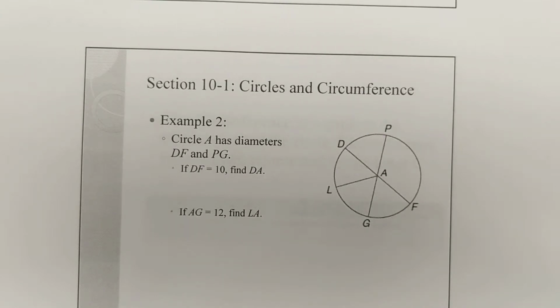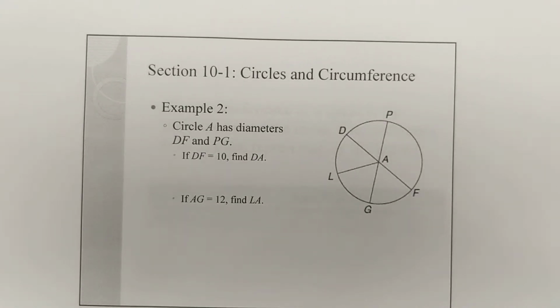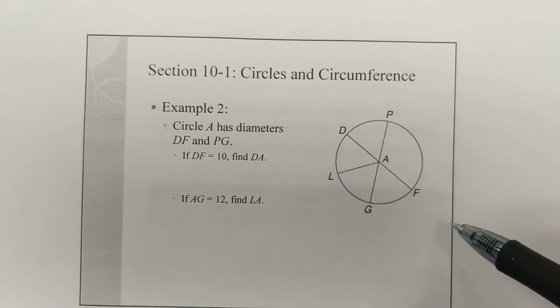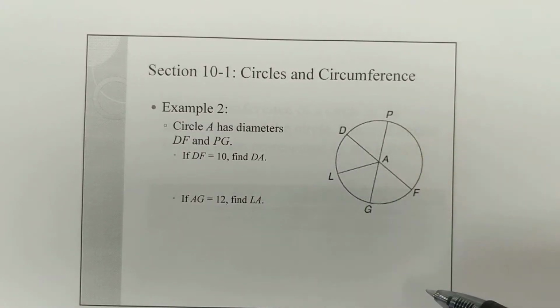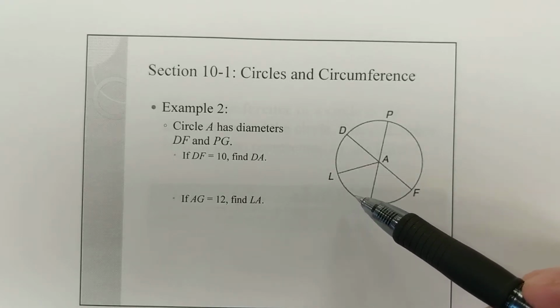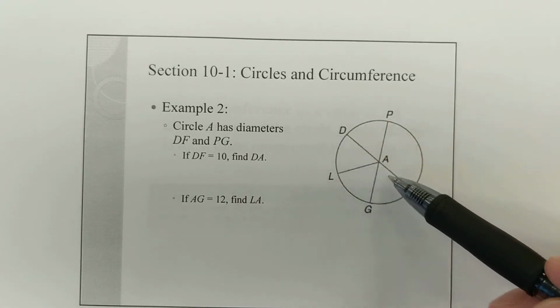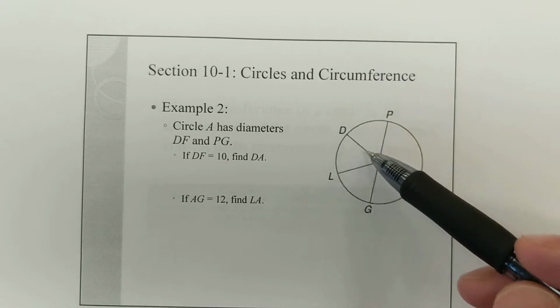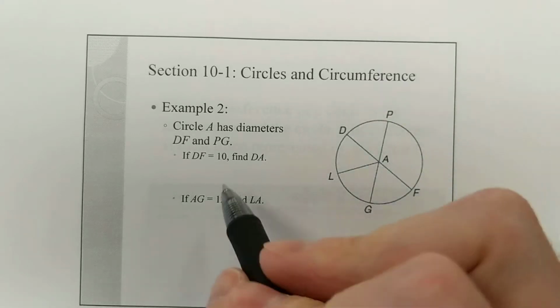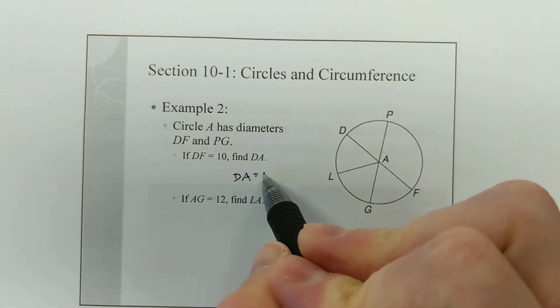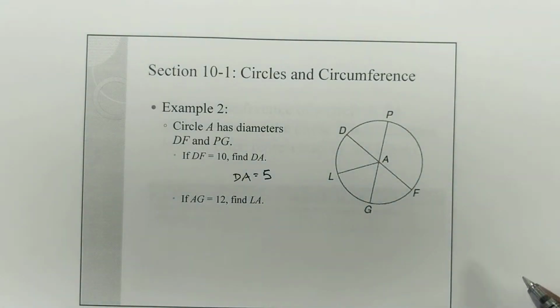All right, example 2 here. Circle A has diameters DF, so DF is a diameter. PG is also a diameter because they both run edge to edge through the center A. So first one here, if DF is equal to 10, find DA. So DF is a diameter, DA is a radius, and radii are always half of diameters. So DA is equal to 5, half.